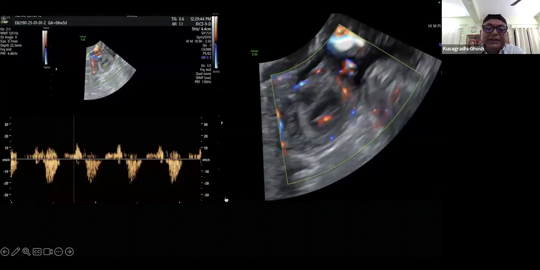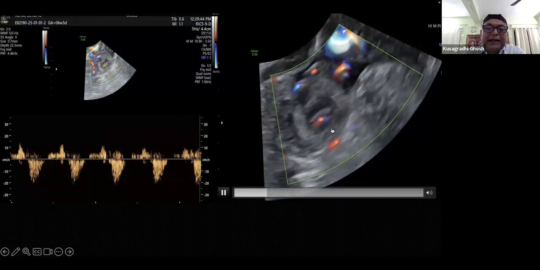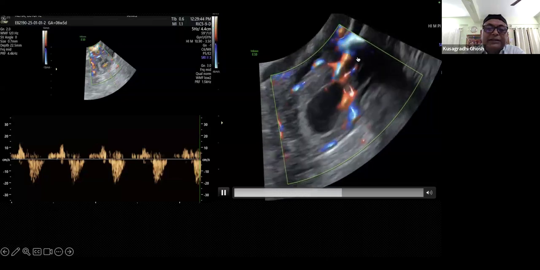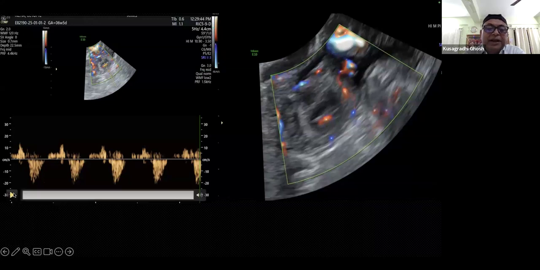Now here what we see is a ring-like structure, which is a hyperechogenic rim with a sonolucent area in between, and there is free fluid around the gestation sac. And on the left-hand side, we see a fetal heartbeat. Now, if there is a fetal heartbeat, in all probability this has not ruptured. This is probably a leaking ectopic pregnancy.